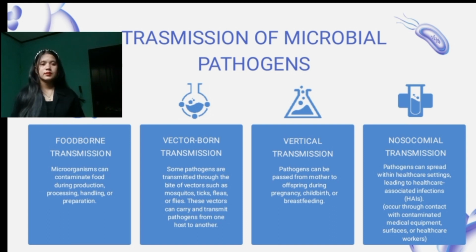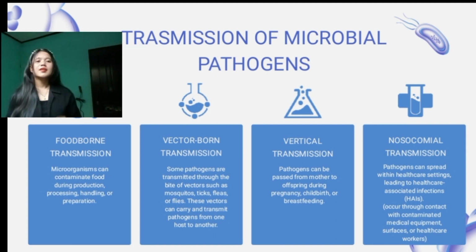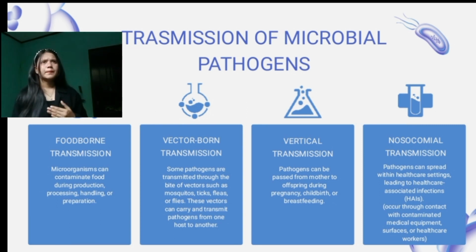So let's proceed to the vertical transmission. Pathogens can be passed from mother to offspring during pregnancy, childbirth, or breastfeeding. Vertical transmission refers to a transfer of pathogens such as viruses, bacteria, or other infectious agents from parents to their offspring. Transmission can occur during different stages.